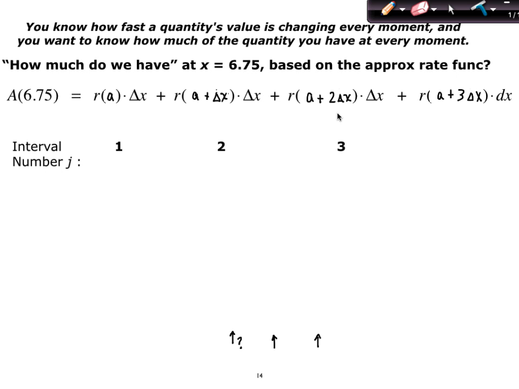So can you come up with a formula for the jth interval? What's the x value at the start of the jth interval? She wants A plus J minus 1 delta x. Some nods over here. Does that make sense? Jason, does that make sense?